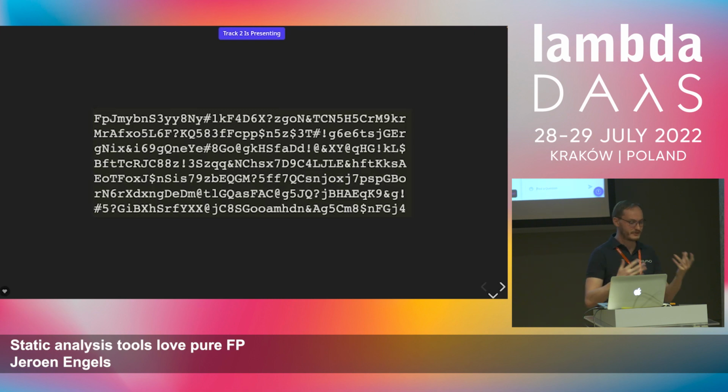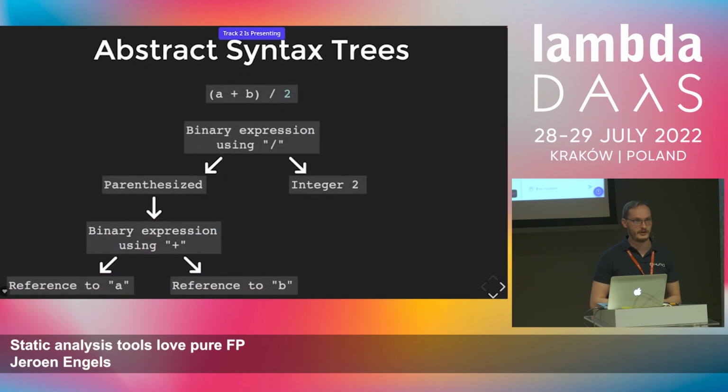Thankfully, linters and most static analysis tools don't look at code like this. What they do is have a parsing phase where they parse this code into what we call an abstract syntax tree, or an AST for short. An abstract syntax tree is a data structure that represents the structure of your code, and that is shaped like a tree. So if we have the expression a plus b divided by 2, that could be represented with an AST like this, where you have a binary expression using slash, on the right side an integer 2, on the left side a parenthesized expression with a binary expression with references to both a and b.